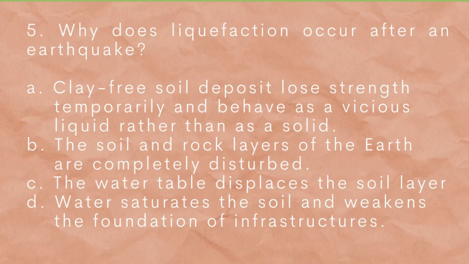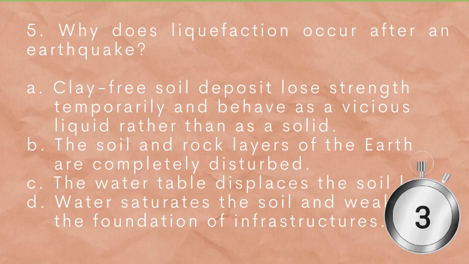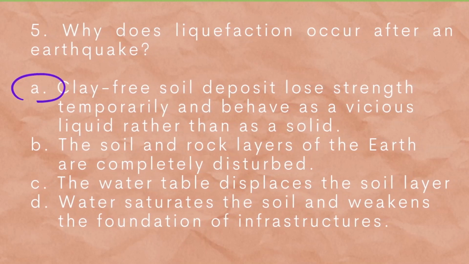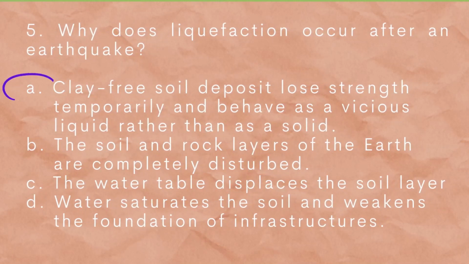Number 5. Why does liquefaction occur after an earthquake? A. Clay-free soil deposit loses strength temporarily and behaves as a viscous liquid rather than as a solid. Letter B. The soil and rock layers of the earth are completely disturbed. Letter C. The water table displaces the soil layer. And the letter D. Water saturates the soil and weakens the foundation of infrastructure. What's your answer? The correct answer is letter A. Clay-free soil deposit loses strength temporarily and behaves as a viscous liquid rather than as a solid.